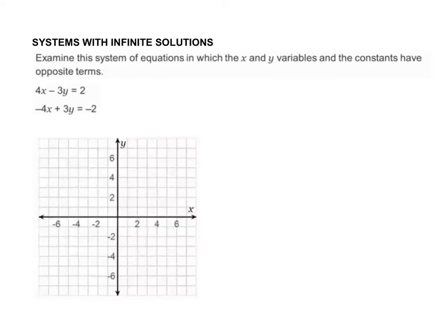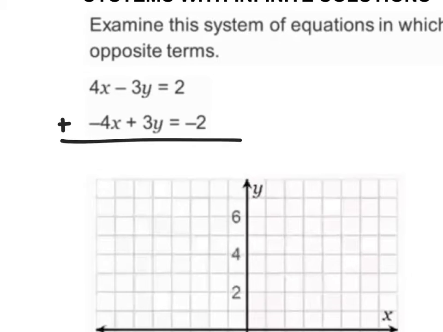So on this next one, I want to show you a system with infinite solutions. So I want to examine this system of equations with x and y variables and constant opposite terms. So notice here that negative 4x, the x terms are opposite coefficients. The y terms have opposite coefficients, and then my constant terms are opposites. So if I simply add them together, I'm going to get 4x minus 4x, that's going to cancel out to 0. Then I've got negative 3y plus 3y, that's also going to cancel out to 0. So plus 0 is equal to positive 2 minus 2, which gives me also 0.